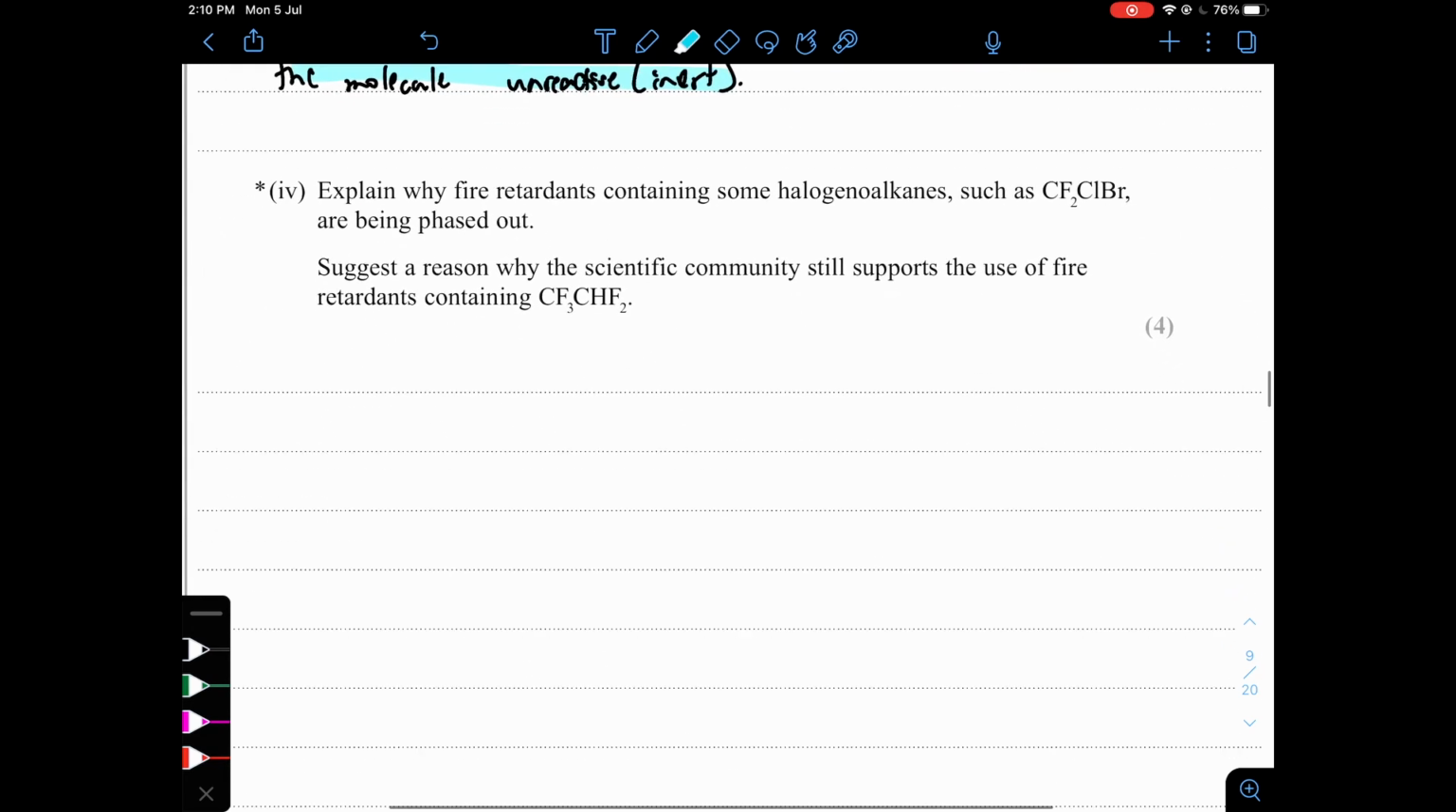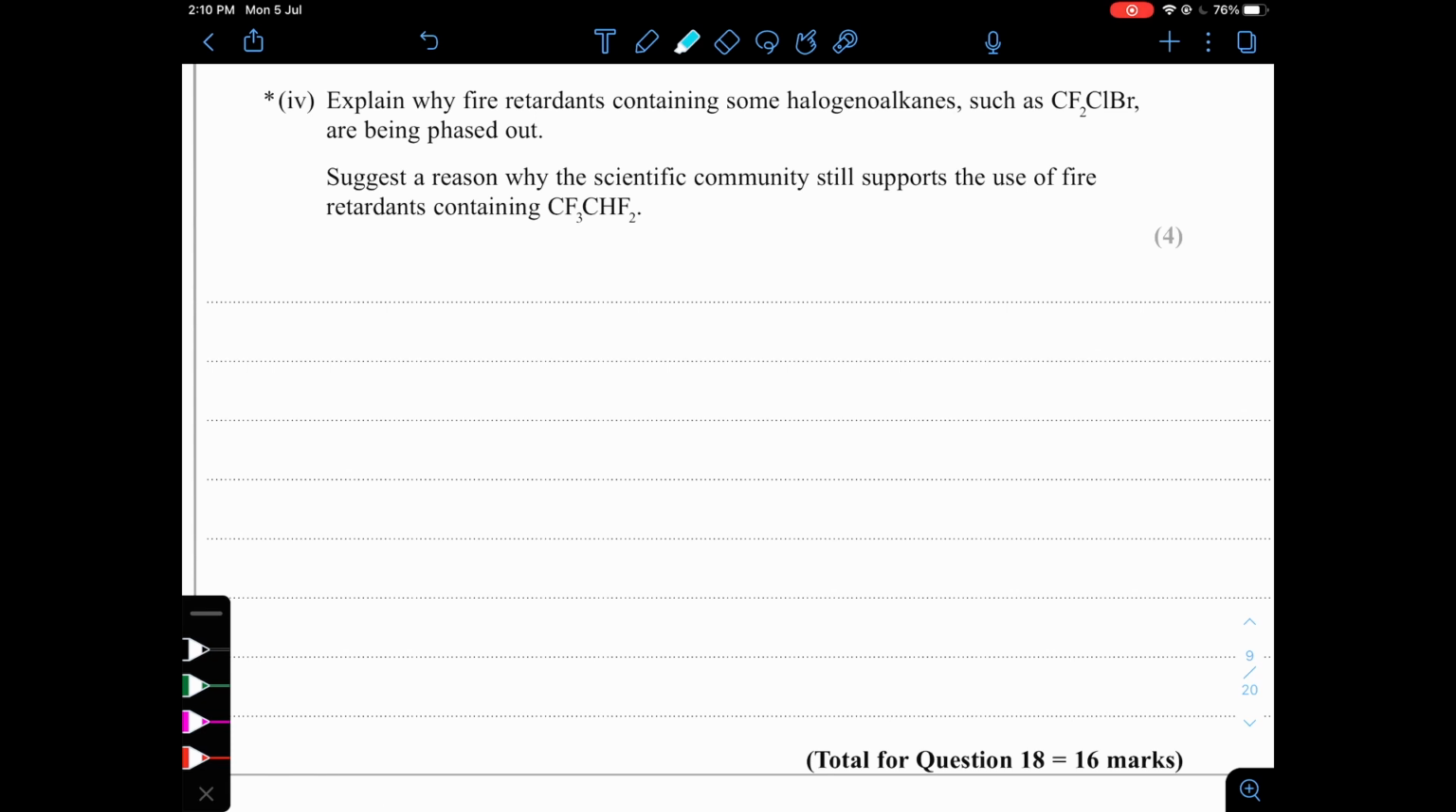Okay. So 4 marks. Explain why fire retardants containing some halogenoalkanes such as CF2ClBr are being phased out, yet the scientific community still supports the use of fire retardants that contain CF3 and CF3CHF2. Okay, so don't be put off by the 4 marks. Let's say we don't know anything about the question. Let's deduce what we can. So the key difference here is that this has only fluorine. This has Cl and Br, right? So that's the key difference that we can see.